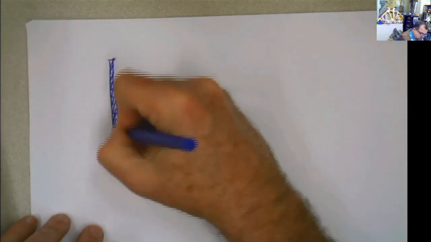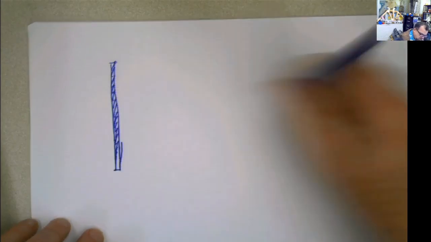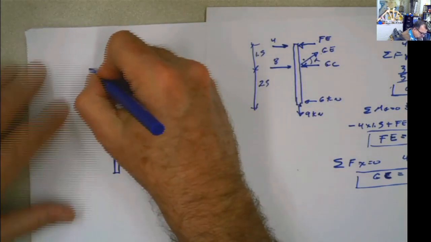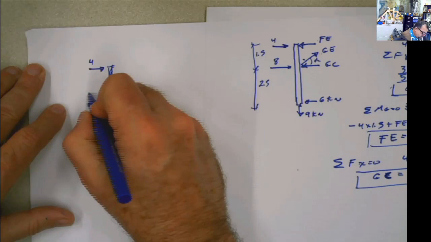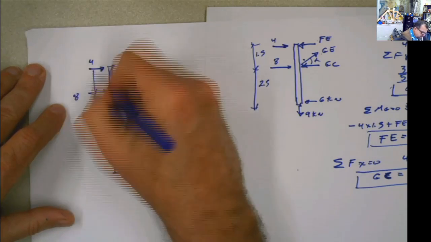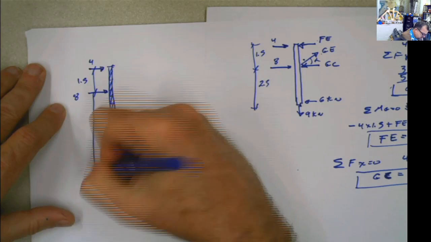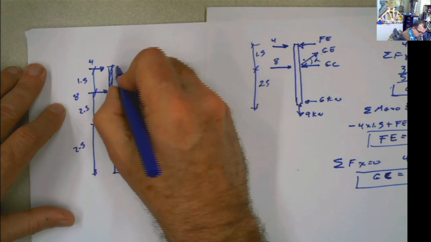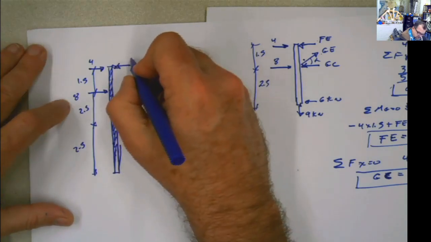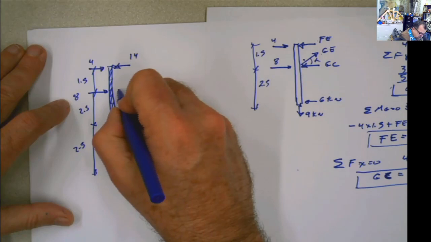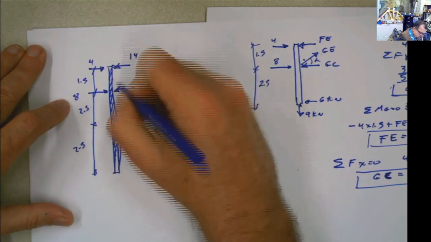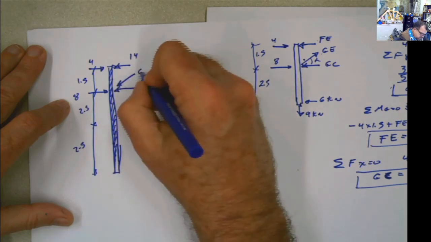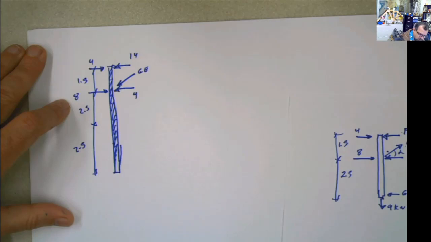This is a perfectly straight column. And I'm going to put everything that I have, which is this force of 4, this force of 8, distance 1.5, distance 2.5, 2.5. Now here you have FE, I'm gonna put the value 14. Here I'm going to have DC 4, and here you're gonna have this one, which is GE, and I'm not gonna put that value.